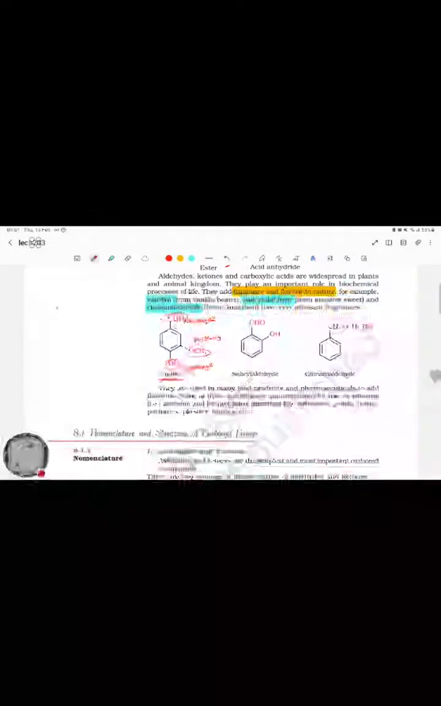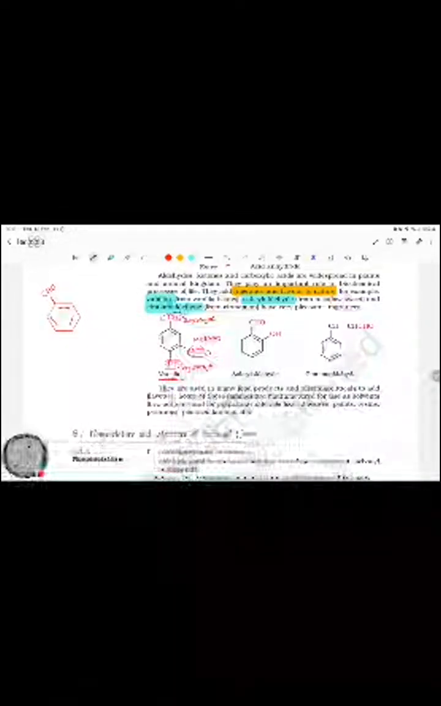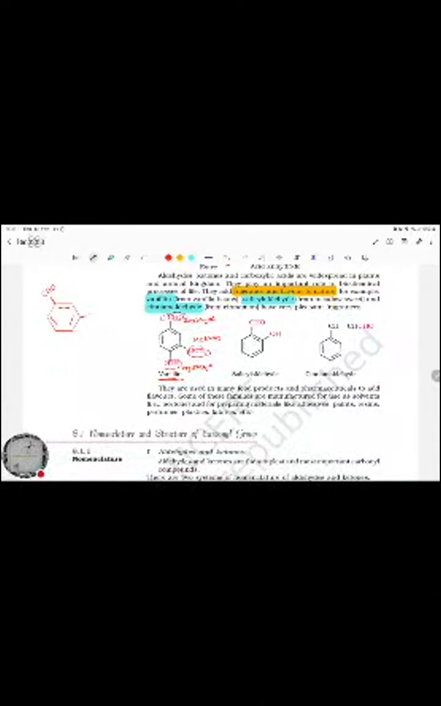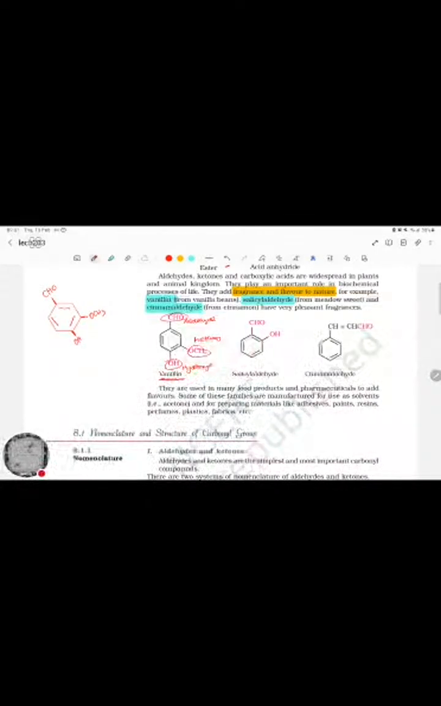So if we are asked to draw the structure of vanillin, we will first draw a benzene ring, and at the first position we will have CHO, and on the meta position we will have a methoxy group, and then on the para position we will have a hydroxy group. So it's basically a phenol with ortho methoxy and para aldehydic groups.